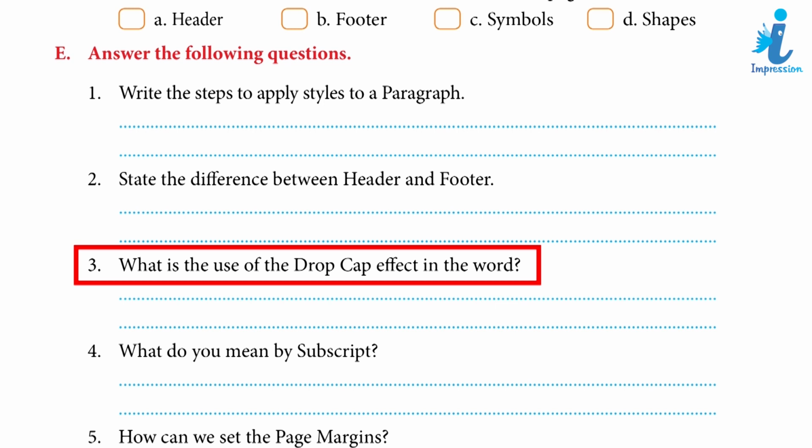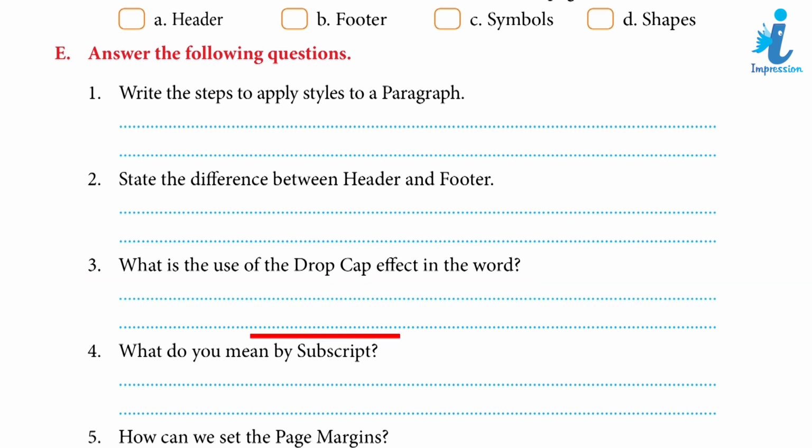3. What is the use of the drop cap effect in Word? Answer: A huge capital letter known as a drop cap, sometimes known as the dropped capital, is used as a decorative element. At the start of a paragraph or section, a drop cap is often 2 or more lines in length. 4. What do you mean by subscript?